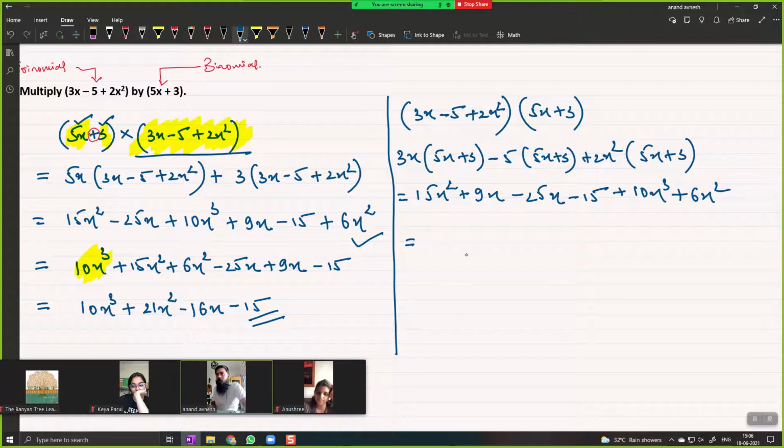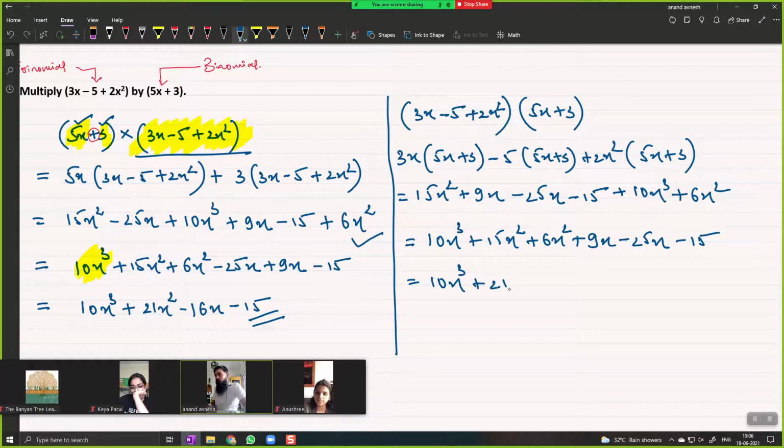So both are similar methods. Okay, first I will write plus 10x cube, then plus 15x square, then plus 6x square, then plus 9x, then minus 25x, then minus 15. So I get 10x cube plus 21x square minus 16x minus 15, exactly the same answer which I had got earlier. So both the methods are valid.